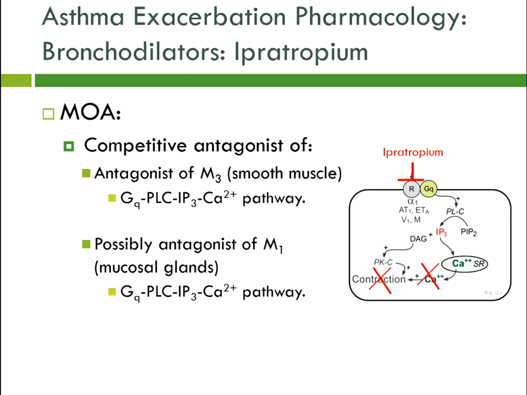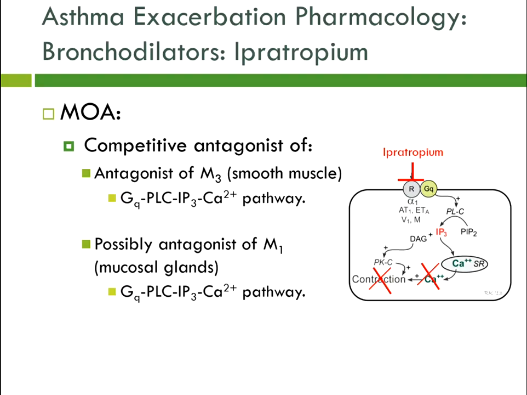How can this tie in with your asthma? As you understand, asthma is a condition of bronchoconstriction. So if you're going to antagonize this pathway, we're going to reduce the bronchoconstriction. That way it can cause bronchodilation. So if you see this pathway, ipratropium is going to block the Gq protein.